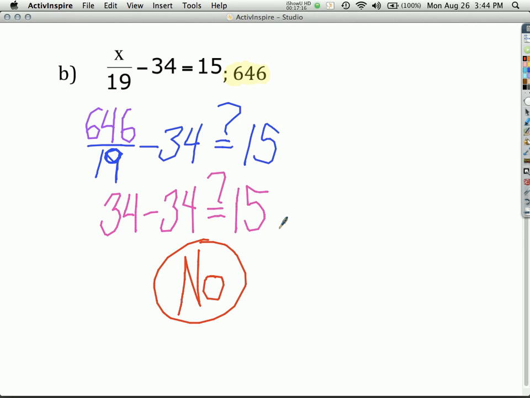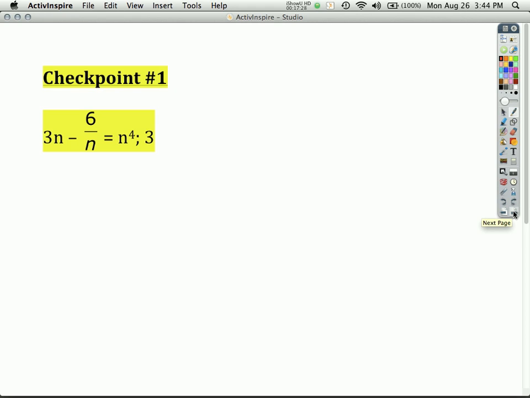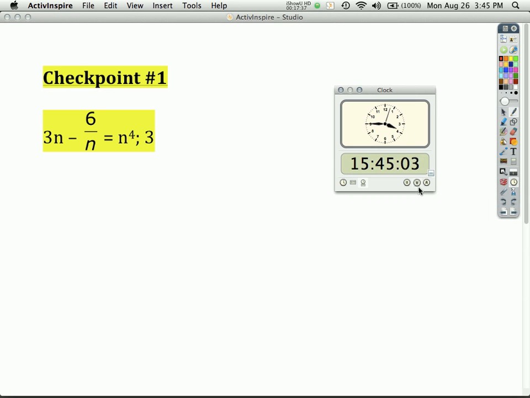Are there any questions on how we did that? Questions, comments, concerns? Good, we're doing well so far. Let's see how you do on your own. Checkpoint number 1. You do not have to copy the original question, but you have to tell me the solution, and you need to be able to prove it. You got a minute and a half.